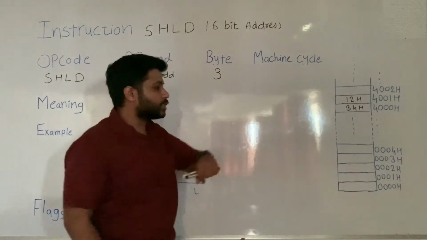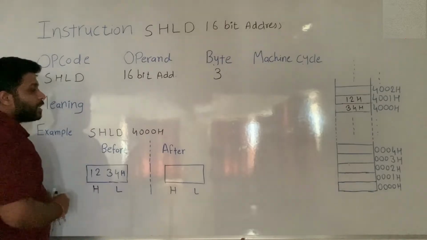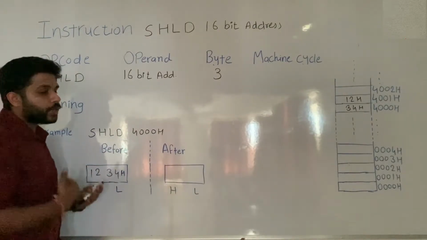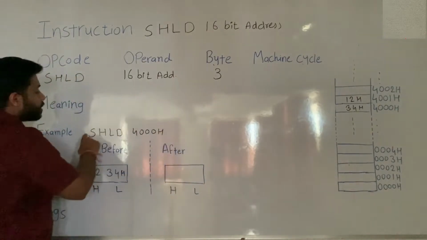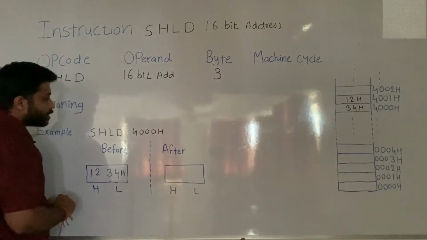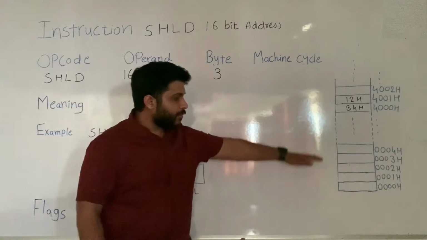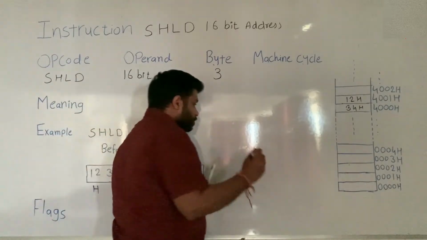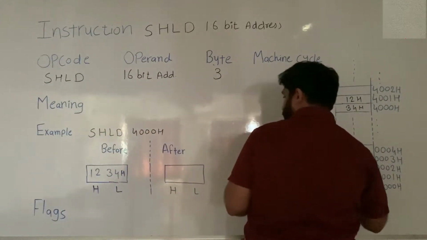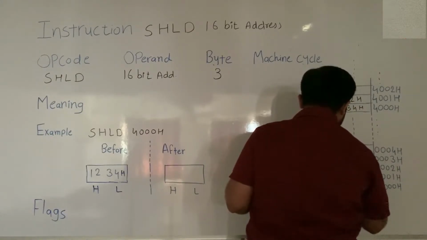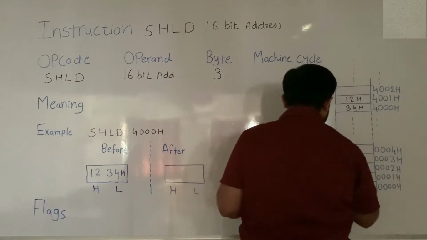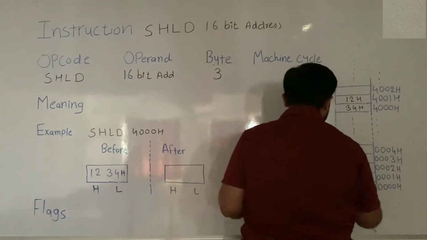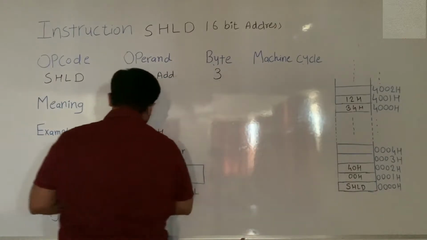Now let's see the machine cycle. To understand the machine cycle, we have to understand the process. When you give this instruction SHLD 4000H, it will be stored in the memory from the starting location. Because this instruction is of 3 bytes, it will occupy 3 memory locations, and in the first location the opcode will be stored, in the next the lower byte of the address will be stored, and after that the higher byte of the address will be stored.